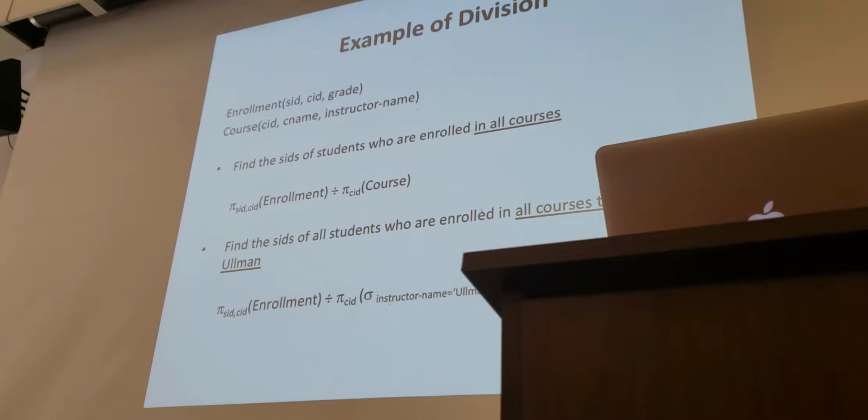And now I'm going to take enrollment, and I only want 2 out of the 3 attributes. Enrollment also has grades, but we're not looking at grades right now. So I take pi of SID, CID of enrollment, and I divide by the courses that are taught by Ullman, and that'll give me the SIDs of the students who are enrolled in every single course that Jeff Ullman is teaching. He's emeritus right now at Stanford. Question?